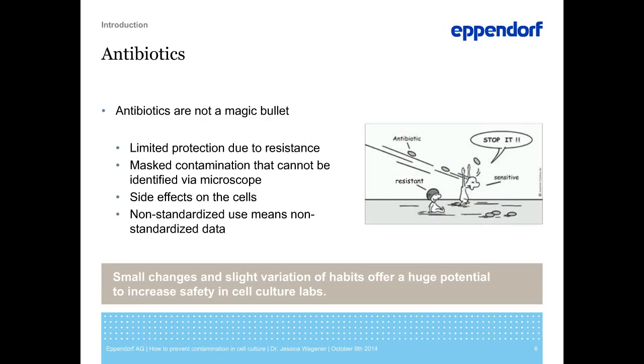So before we start with the next chapter, we would like to ask you to participate in our first poll. The first question is regarding contamination. Did you ever have problems with contamination in your cell culture lab? And the answers could be never, very rarely, or on a regular basis. So please click on the answers and vote now, please.